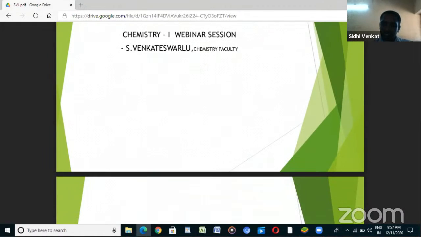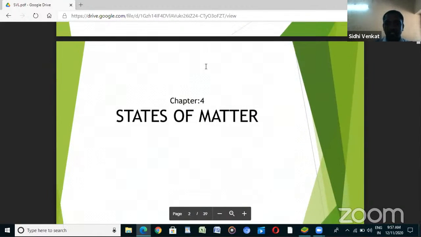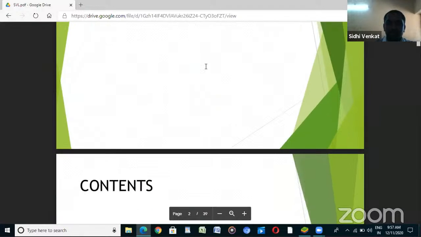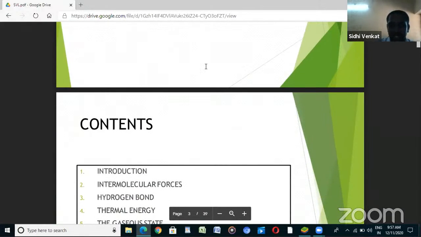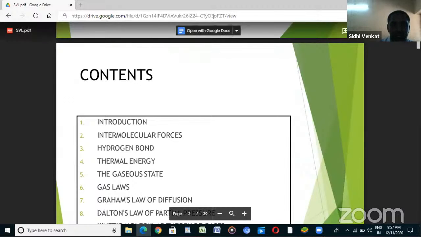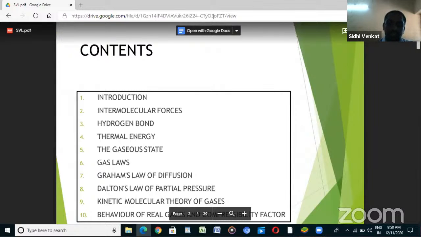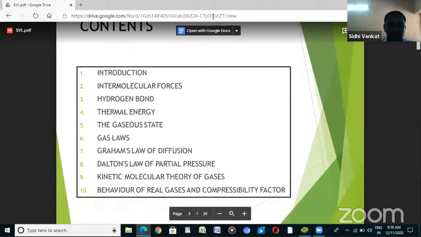First of all, in this topic we are discussing the contents of first year chapter 4, states of matter. In this chapter, we learn: first, introduction; second, intermolecular forces; next, hydrogen bond; and next, thermal energy, the gas state, gas laws, Graham's law of diffusion, Dalton's law of partial pressure, kinetic molecular theory of gases, behavior of real gases, and compressibility factor.